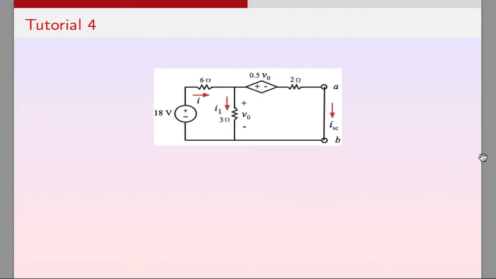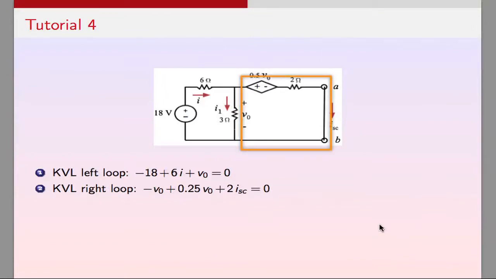So let's write a KVL equation for the left loop. And this is what we have: minus 18 plus 6I plus V naught is equal to 0. Now let's write another KVL equation for the right loop. And we have minus V naught plus 0.25 V naught plus 2 I short circuit equals 0.